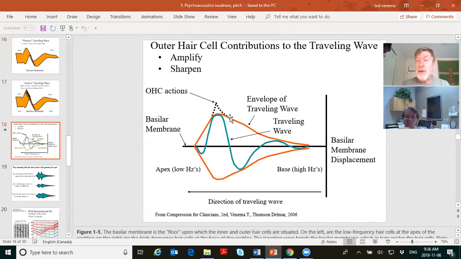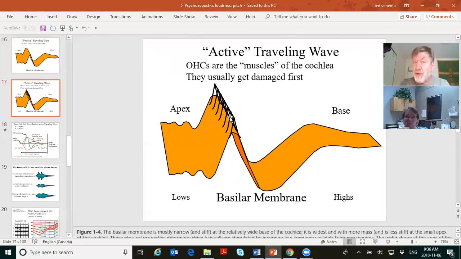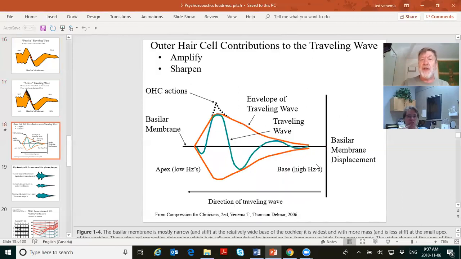Now, with hearing aids, we can imitate one of those functions. We can imitate amplification specifically for soft sounds, because that's where this action is really taking place, with soft inputs. The outer hair cells help the inner hair cells pick up sounds below 50 dB. The inners can't pick up 30 and 20 and 10. They need the mechanical help of the outer hair cells to do that.